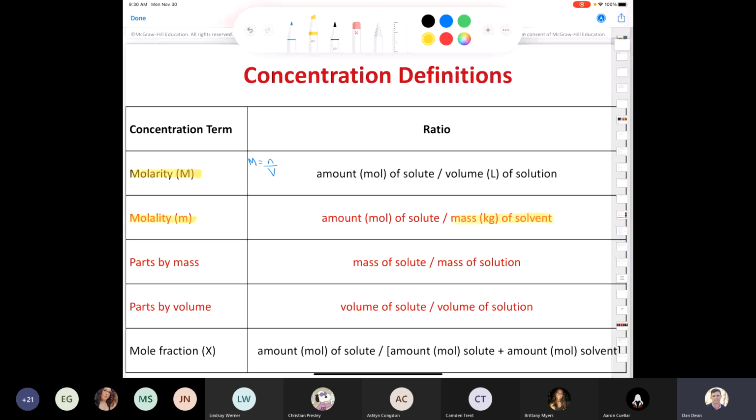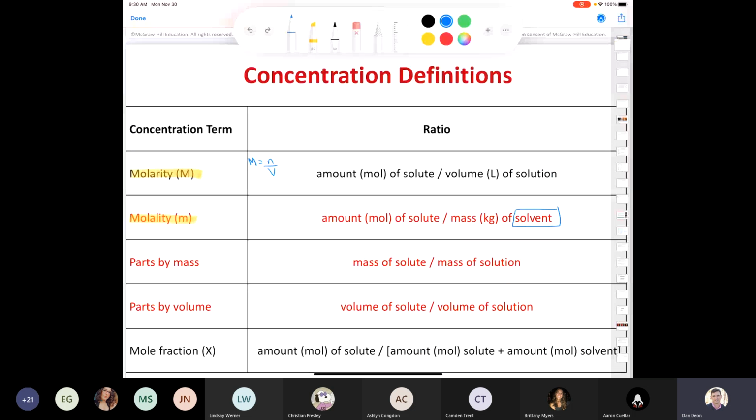In fact, if you look at all of these different concentration terms on this page, molality is the only one where you divide by the mass of solvent only. The others all involve solutions. So solute plus solvent is a solution. Anyhow, that's something that's special about molality.